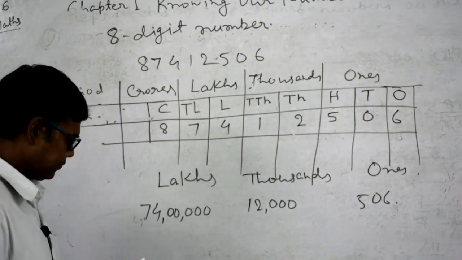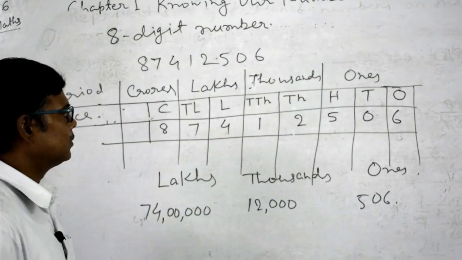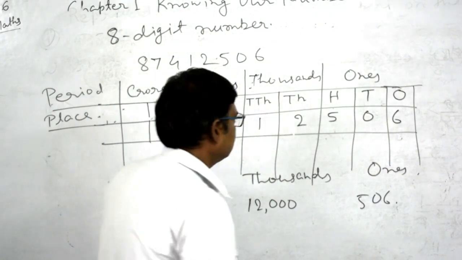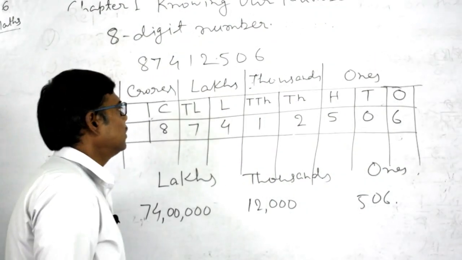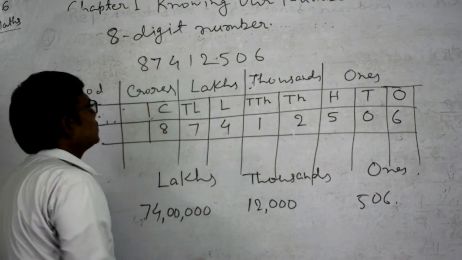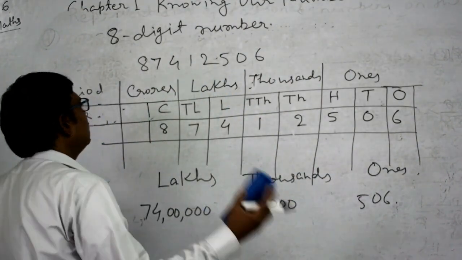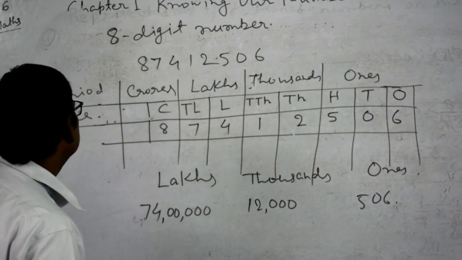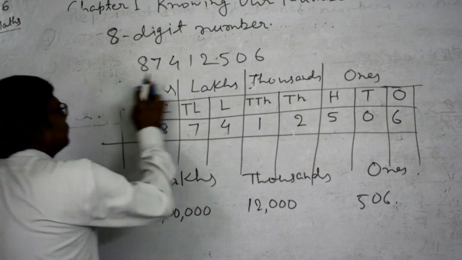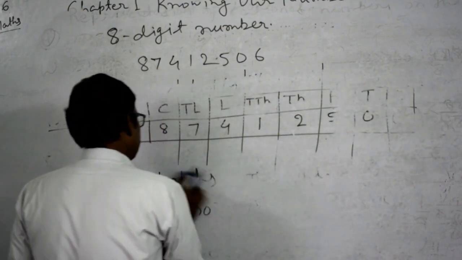So all these are the Indian system of numeration. Now the next is the international system of numeration. In case of the international system of numeration, suppose this is an 8-digit number, then how will we write this 8-digit number in the international system of numeration? In that case everything will change, that is, the names of the periods and the places also.